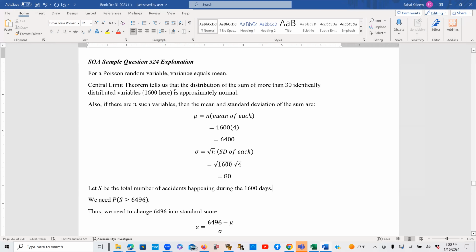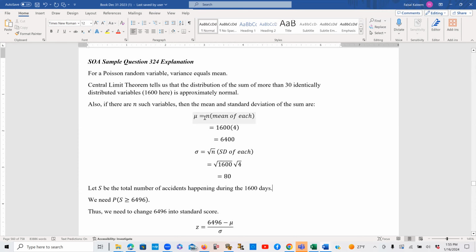So central limit theorem tells us that the distribution of the sum of more than 30 identical variables is approximately normal. And here we have 1,600 variables, which are way over 30. So if there are n such variables, then the mean of the sum equals n times mean of each. In this case, we have 1,600 days, so we have 1,600 times mean of each. So the mean of each day was 4. 6,400 will be the mean of the sum.